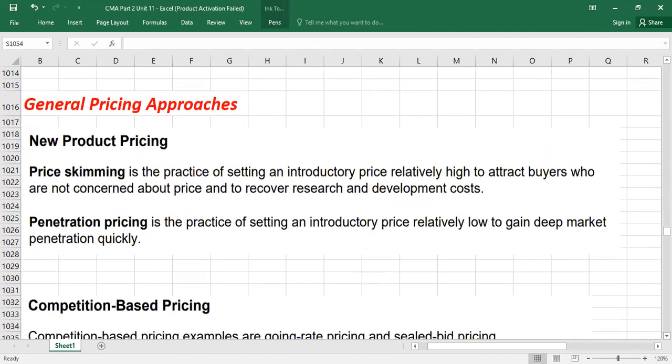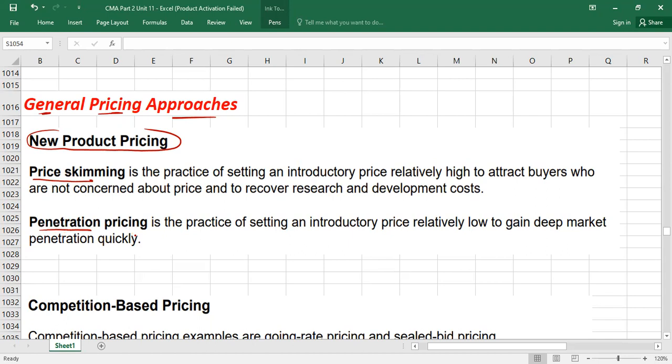Then we have some general pricing approaches. There are different approaches which we can follow to fix a price. The first approach for pricing is called new product pricing. New product pricing means if you are going to launch a new product into an existing market or into a new market, you may follow two strategies. One is called price skimming and the second is called price penetration.